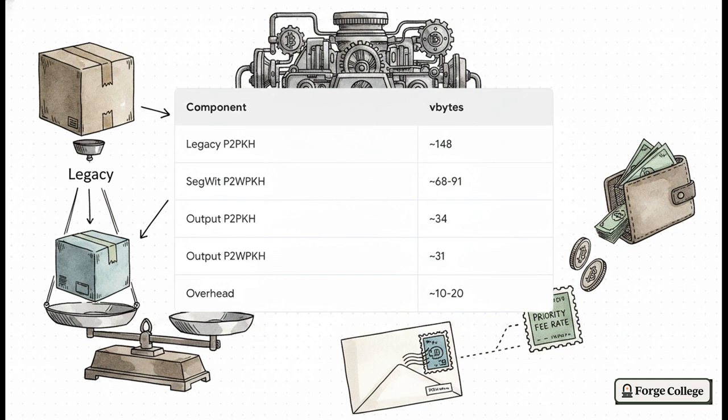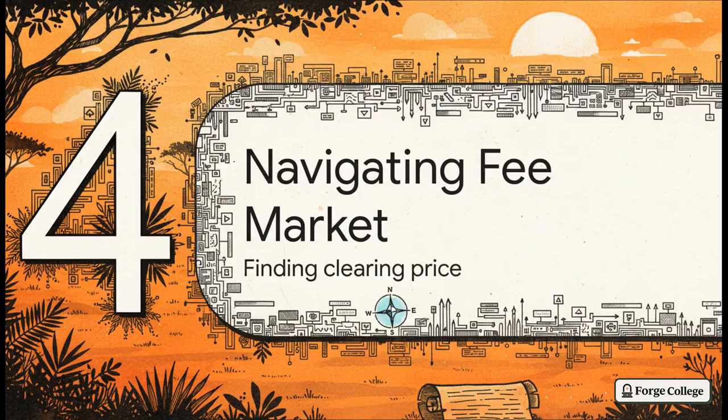And that's because witness data is heavily discounted when calculating virtual size. So using SegWit essentially shrinks the physical footprint of your package. A smaller virtual size means a lower required fee to hit that exact same priority fee rate. Structuring your wallet efficiently quite literally saves you money on postage. Next up, Section 4, navigating the fee market and finding that clearing price.